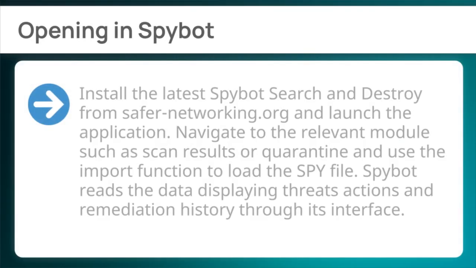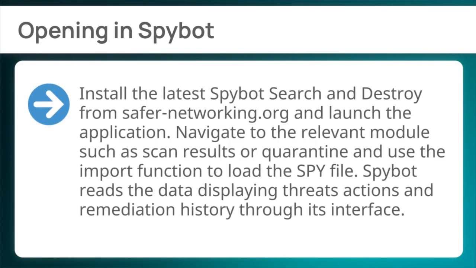First, opening in Spybot. Install the latest Spybot Search and Destroy from safernetworking.org and launch the application. Navigate to the relevant modules such as Scan Results or Quarantine, and use the import function to load the SPY file. Spybot reads the data, displaying threats, actions, and remediation history through its interface.